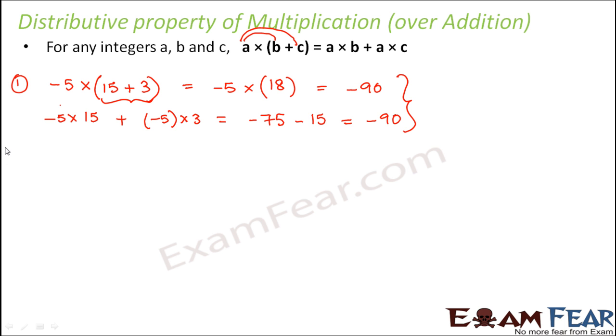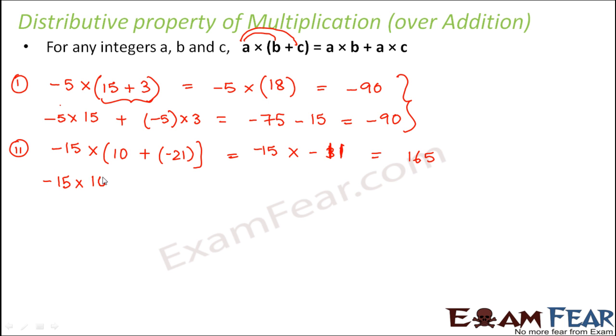So we will try with more examples. Let's consider the next example where we say minus 15 multiplied by (10 plus minus 21). So 10 plus minus 21 would be minus 11. So this is equal to 165. Now when you follow the property, it becomes minus 15 into 10 plus minus 15 into minus 21. So this becomes equal to minus 150 plus 315. And this is equal to 165 again.